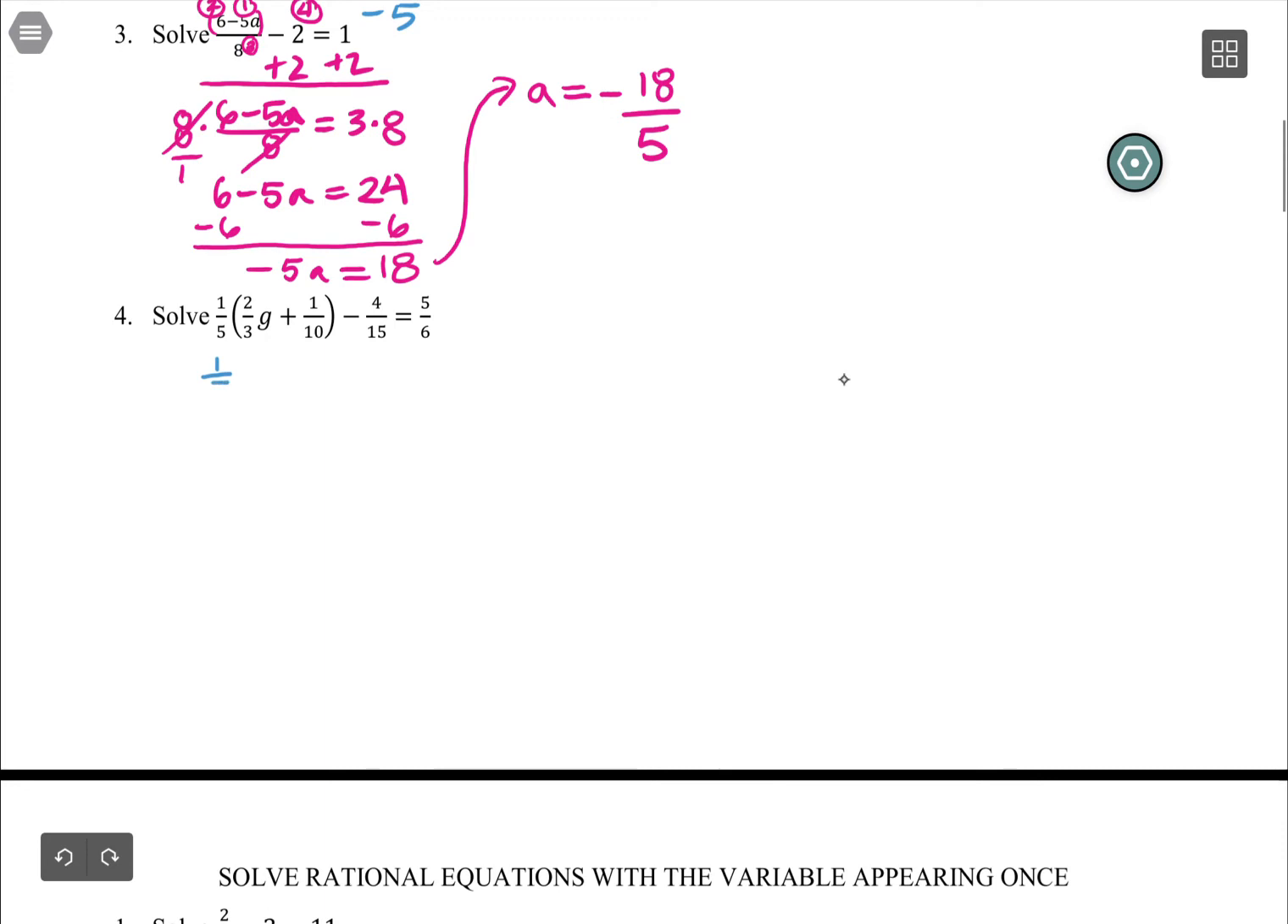So I will have 1/5 times 2/3 g plus 1/10. Oh, I'm not writing this the way I was. Okay, so my first step, let's see. If I was to plug in a number for g, I'd multiply by 2/3, I'd add 1/10, I'm done in parentheses, so then I'd go back to multiplication again, and then subtraction. So the first thing I want to do is add 4 over 15 to both sides. I was getting into it too quickly. Okay, so I have 5/6 plus 4 over 15.